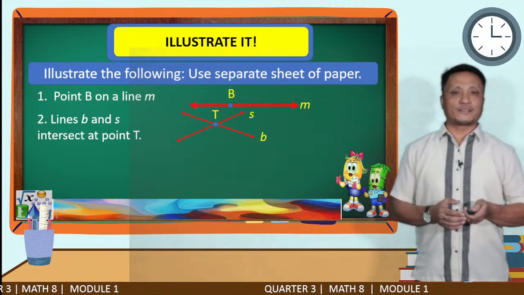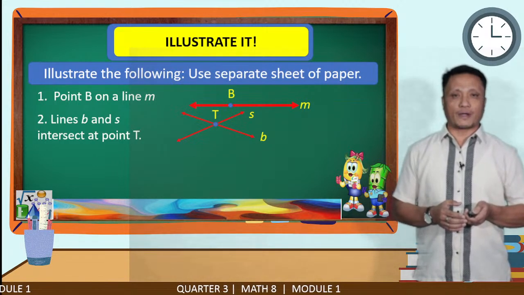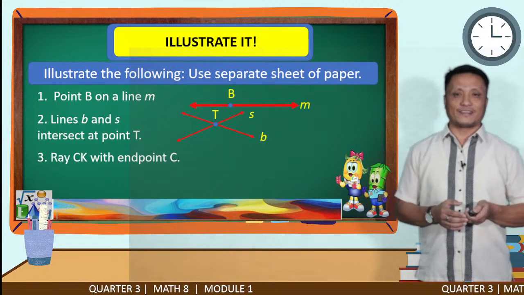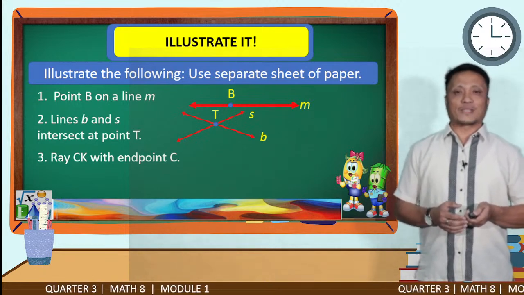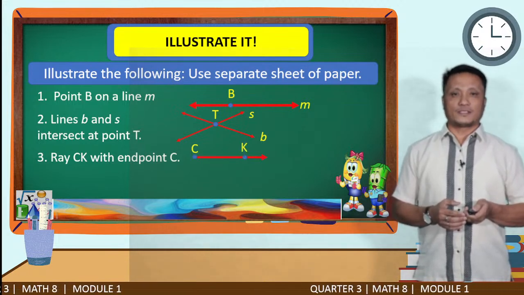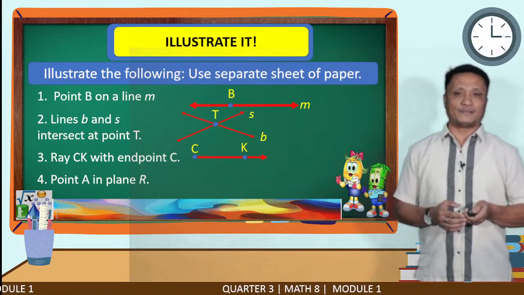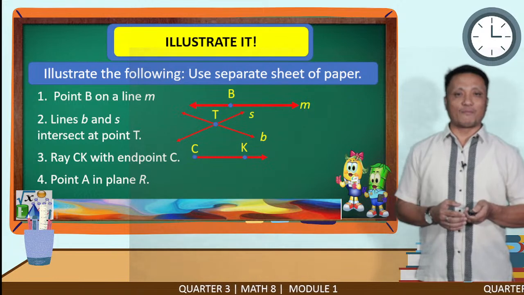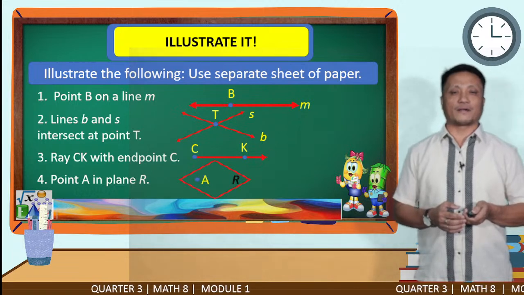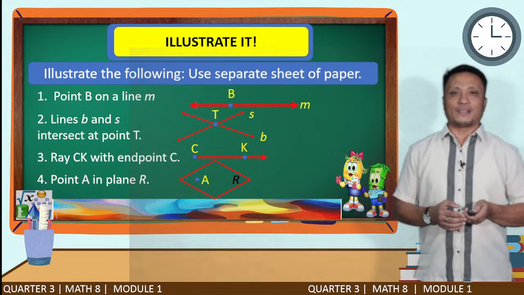Okay, compare your answers with my diagram. If they are the same, then you got the correct illustration. Number 3, ray CK with endpoint C. A ray having an endpoint C. The illustration is this one. Very good. Number 4, point A in plane R. I'm waiting for you to answer this item number 4. And this diagram is the correct answer. Let's clap for ourselves. You are doing great in this discussion.